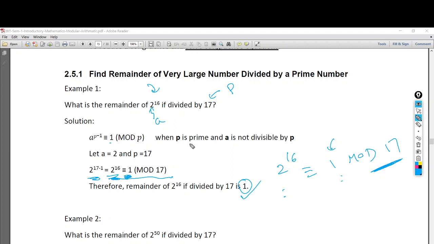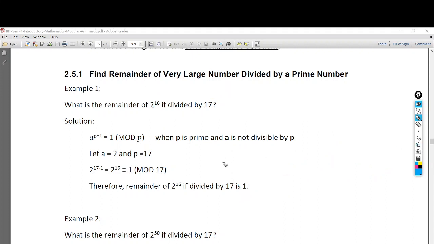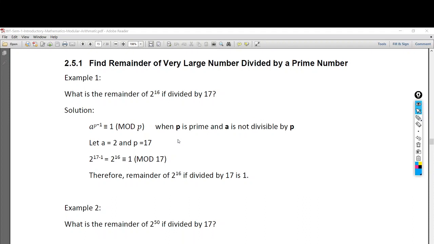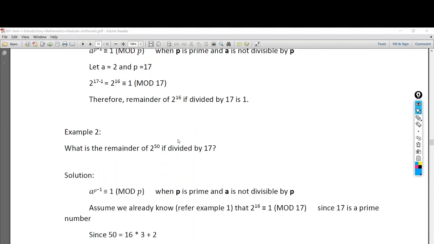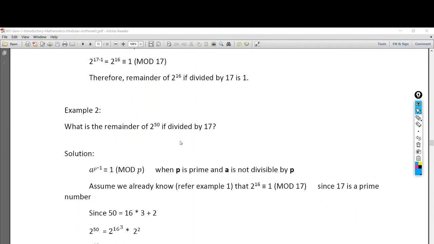By using Fermat's little theorem in a very handy, tactical way, we came up with the answer without calculating what 2 to the power 16 is. Those are the kinds of things we can do with Fermat's little theorem. Let's take another example. But the only thing is you can't do this everywhere. You can do it when things are going to fit.